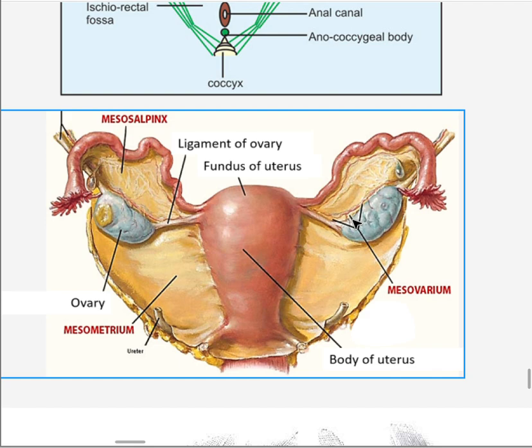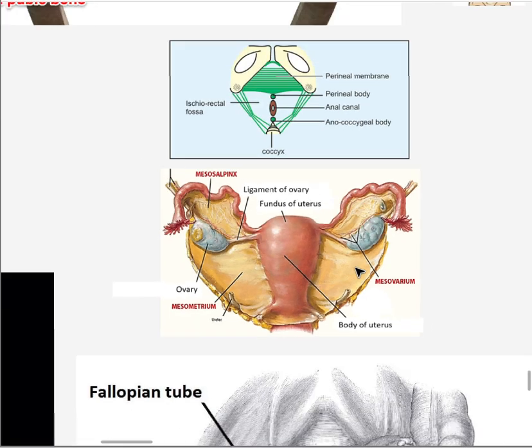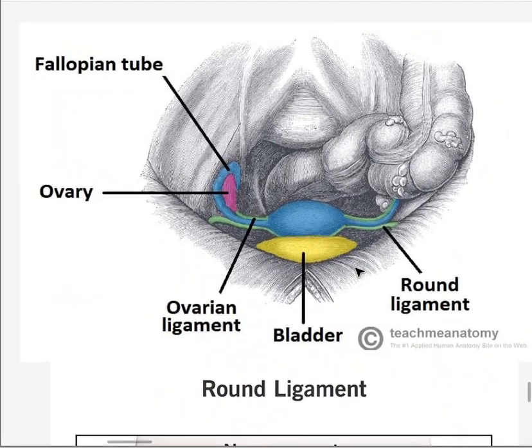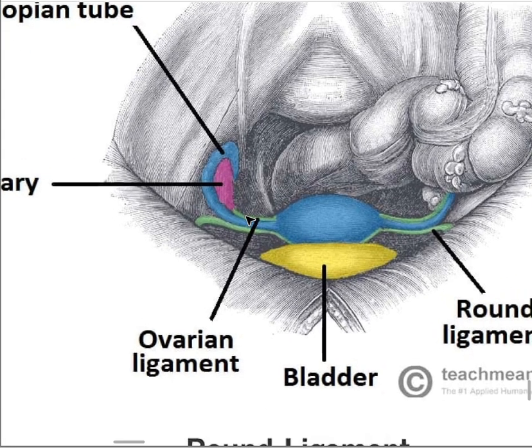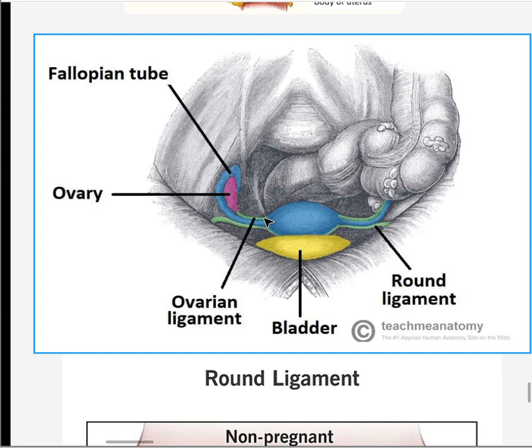The ovarian ligament and round ligament now. Let's look at that because it's very important. Now we look at the ovarian ligament and the round ligament. So the ovarian ligament lies beneath the posterior layer of the broad ligament and passes from the medial pole of the ovary to the uterus just below the point of entry of the fallopian tube. Here you can see it passing from the medial pole of the ovary to the uterus.